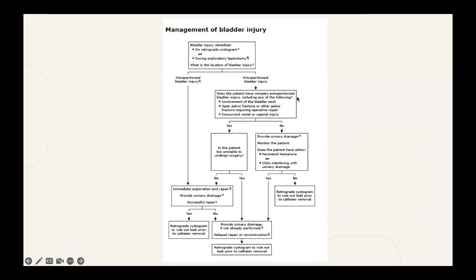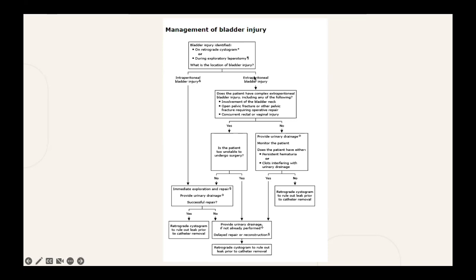If there is extraperitoneal bladder injury, we check the patient for any signs of complicated bladder injury, especially if there is an involvement of the bladder neck, which means it's almost irreversible damage. An open pelvic fracture is also complicated, as is a concurrent rectal or vaginal injury. If these are present, we need to undergo surgery to repair all of this.